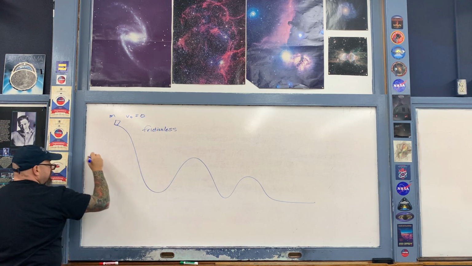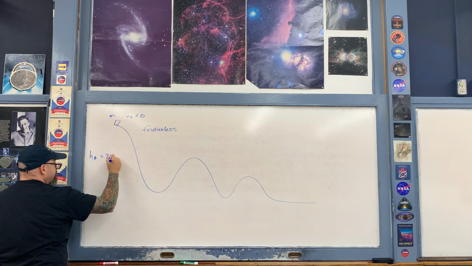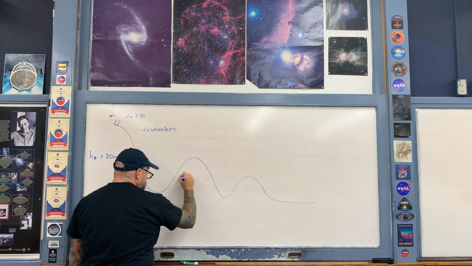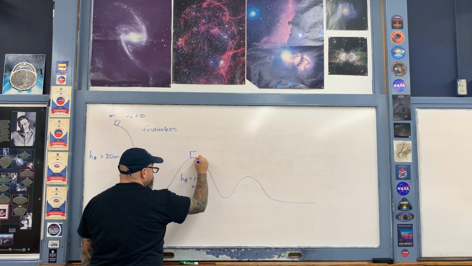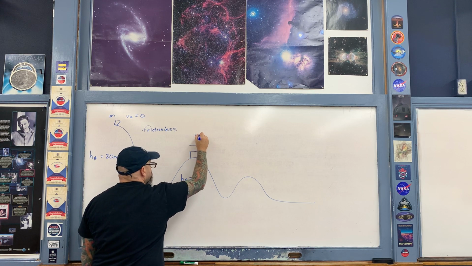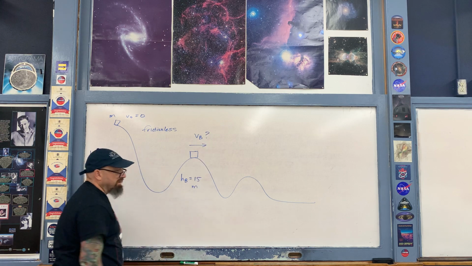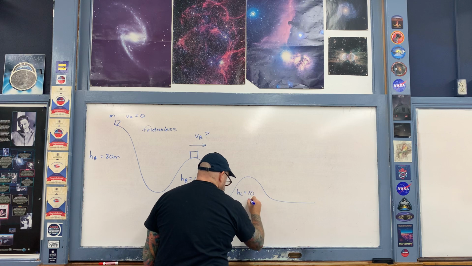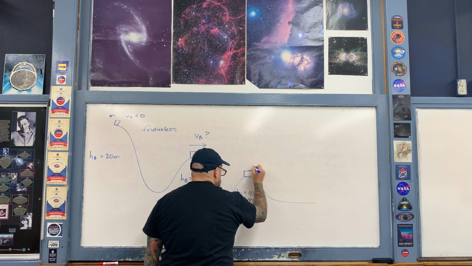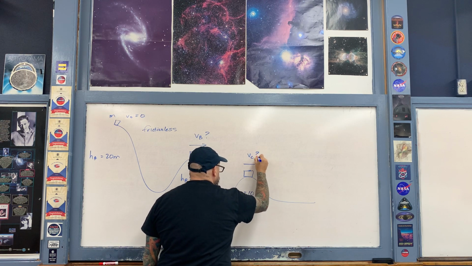Okay, and then let's call this hill A. Hill A has a height of 20 meters. Let's call this here hill B. This has a height of 15 meters, and one of the things that we're asked to find is the speed of the cart here when it's at the top of this hill. We'll call it VB. And then over here is hill C, we'll call it. This is equal to 10 meters high. And then right here is going to be the unknown speed of the cart when it crests this hill. We'll call that VC.